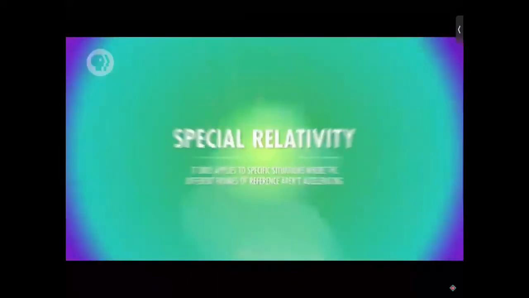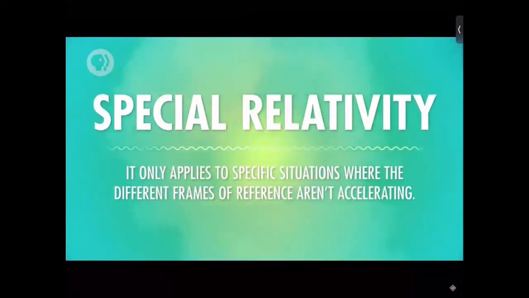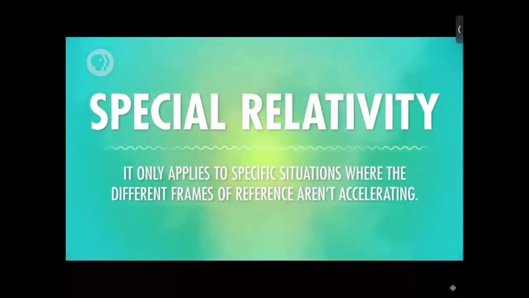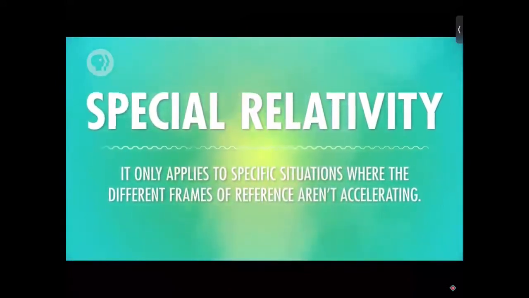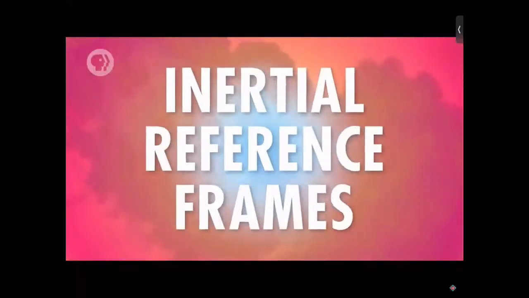The theory of special relativity was proposed by Albert Einstein in 1905. It explains the behavior of things that move very, very fast, as in a significant fraction of the speed of light, where regular Newtonian physics doesn't always apply. It's called special relativity because it only applies to specific situations where the different frames of reference aren't accelerating. They're called inertial reference frames.